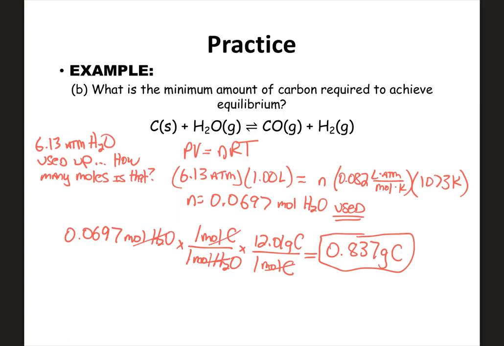We know the pressure of the water that was used up. We know the volume that we were in. We know R. We know the temperature. We find the number of moles of water that we used. That's the amount of pressure that was used up, which is equivalent to that many moles of water. So now if we're trying to figure out the amount of carbon, if you use that many moles of water, there's 1 mole of water for every 1 mole of carbon. We know there's 12.01 grams of carbon for every 1 mole. So you must have had 0.837 grams of carbon in order to use up that many moles of water. So you can see how we had to use PV equals nRT, information from gases, and also do some stoichiometry in order to figure this one out.